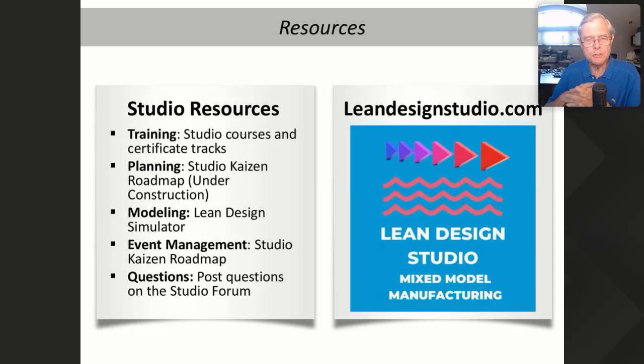Now, what resources do we have in the Lean Design Studio to help you with that? Well, we've already touched on this, but you've got all the courses for all 3 tracks. Line design, materials, and simulation modeling are all there. Planning, now this is currently under construction. We're working on this, but we'll have a detailed roadmap for this Kaizen, mixed model manufacturing Kaizen event. Roadmap or checklist, if you prefer using that term. And we're working on that more detailed than we've covered here.